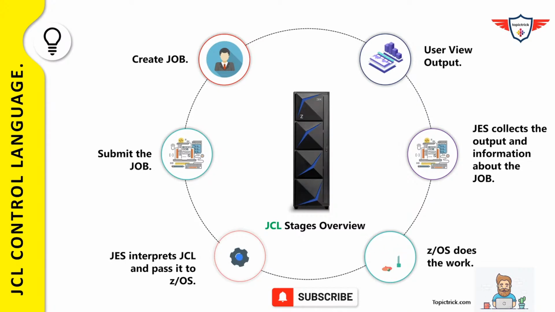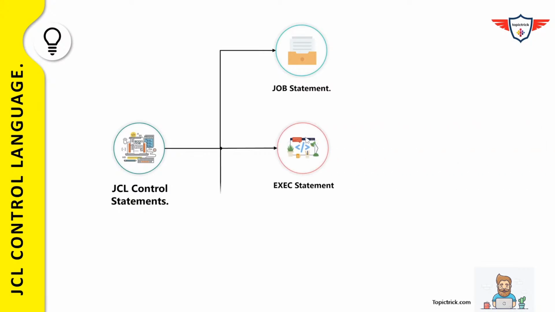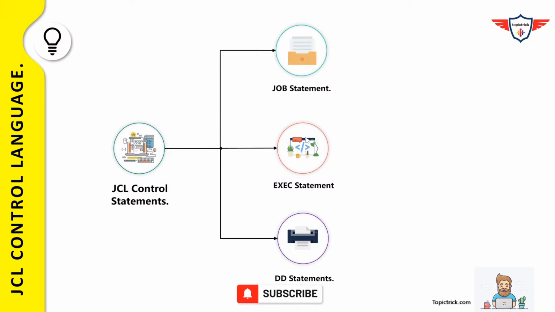Now let's talk about the job control statements. As you know, JCL is used to convey information to z/OS through a set of statements, and these statements are called job control statements. And there are three kinds of job control statements. First one is the job statement.